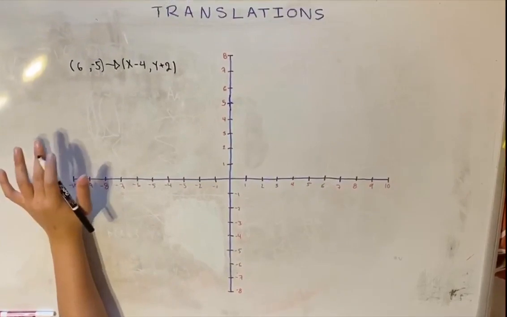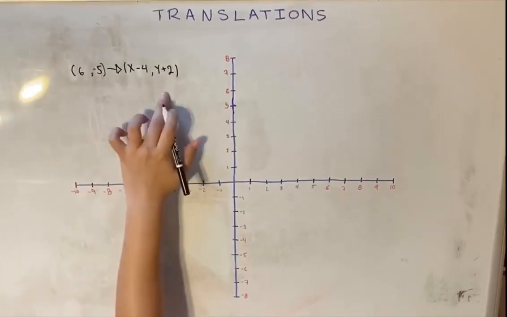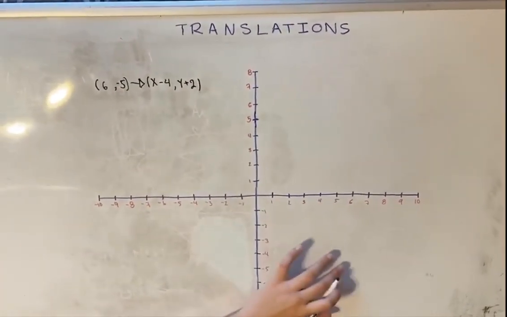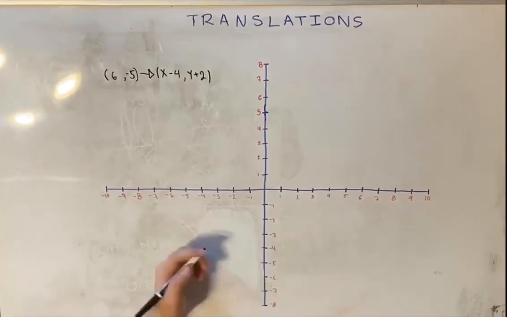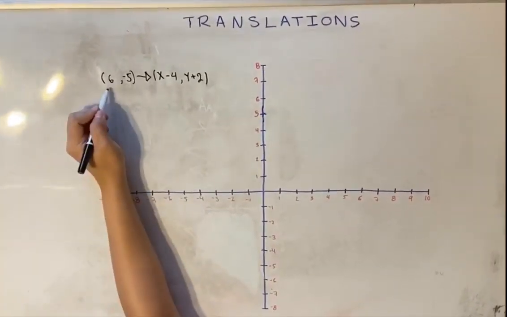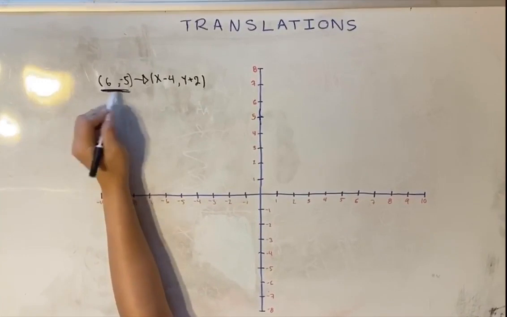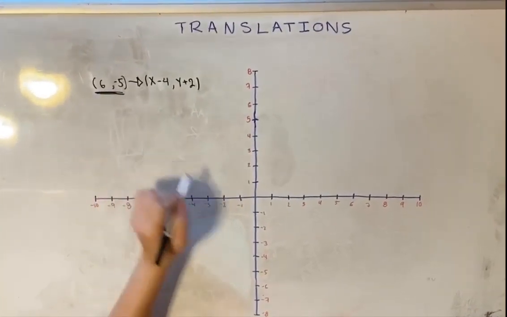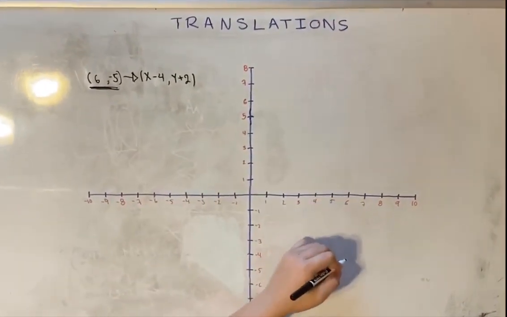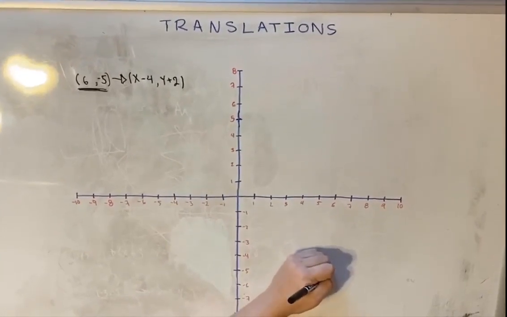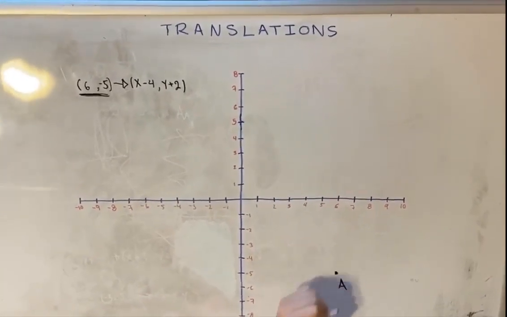Alright guys, for the second example, we have the rule here. Now we need to plot the points and find where our new is and where our original is. So from here, they're giving us our original point. So let's go to 6, negative 5, which is right here. So this is going to be our A.